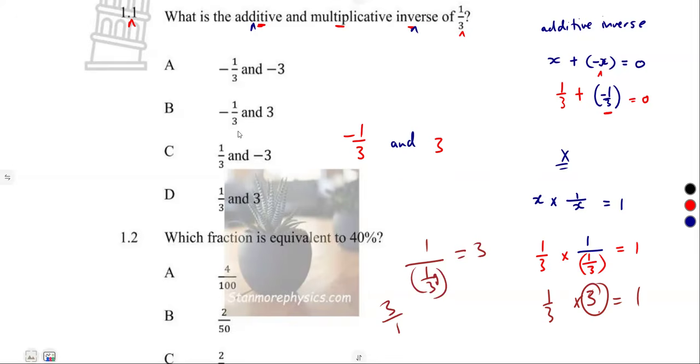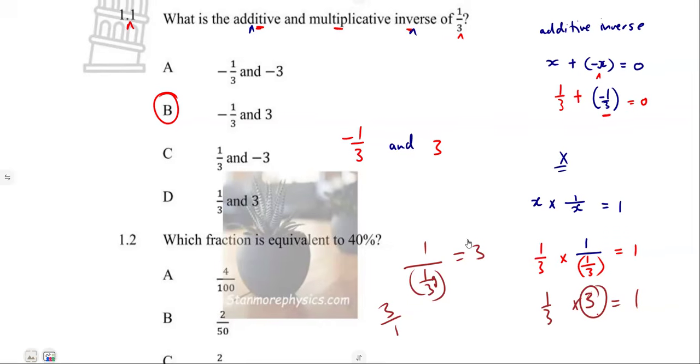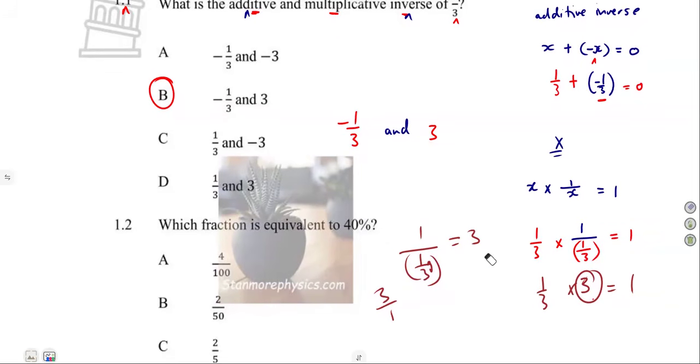So where do we have this condition, minus a third and a 3? That's on B. This is our additive inverse and this is our multiplicative inverse, in that order that we're given from the question above. So that was it.